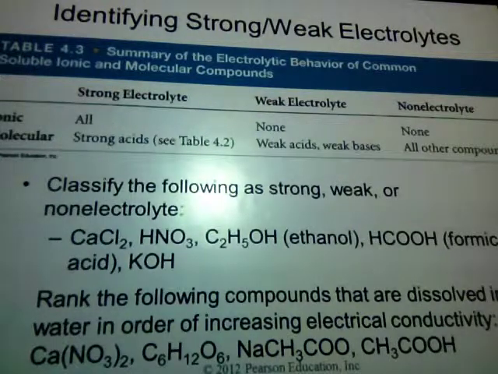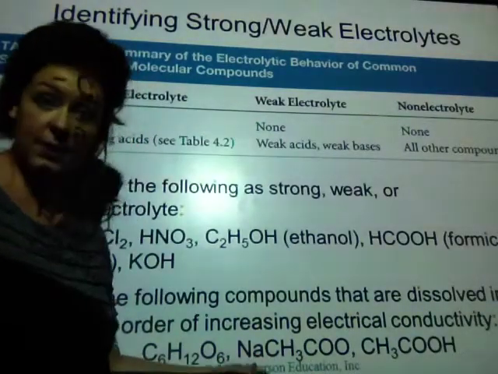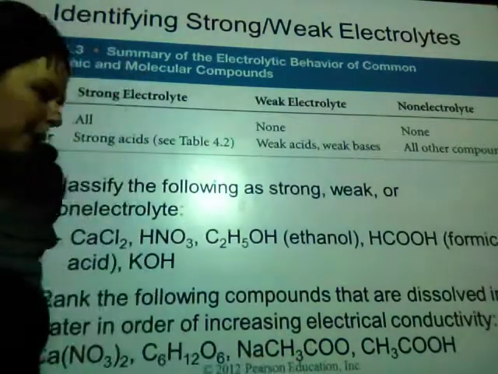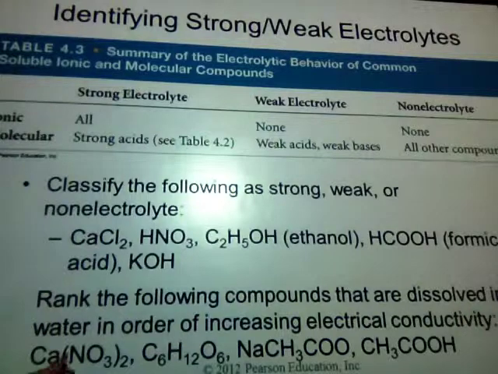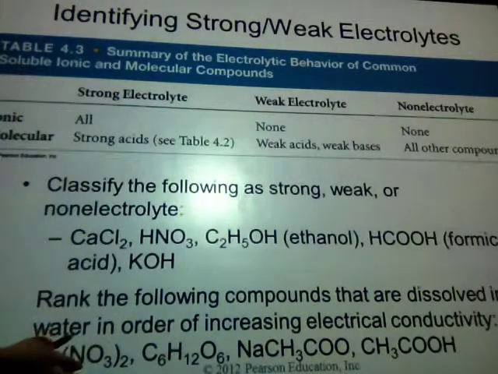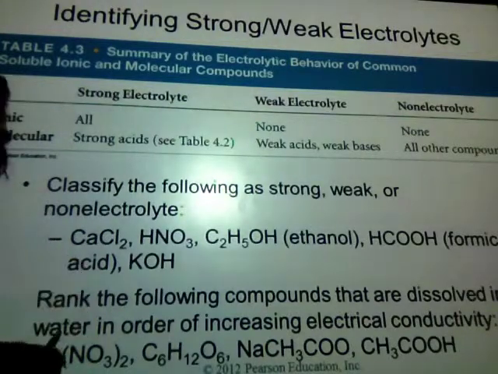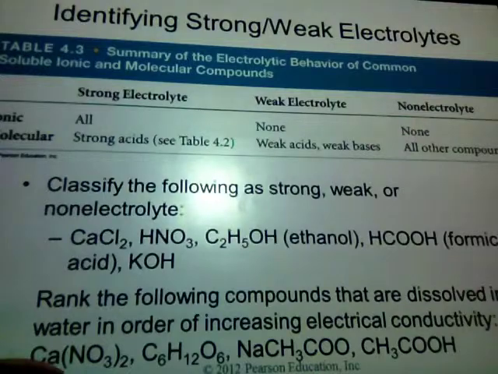Remember that electrical conductivity, or electrolytes, has all to do with how many ions are present in the solution. If I broke sodium acetate apart into ions, I would get 1 sodium ion and 1 acetate ion. If I broke calcium nitrate up into ions, I would get 1 calcium ion and 2 nitrate ions. So this gives me a total of 3 ions, while this compound only gives me a total of 2 ions. If this has more ions, it will allow more electrical flow in the solution. It will carry more current.